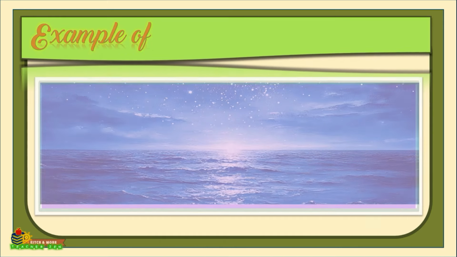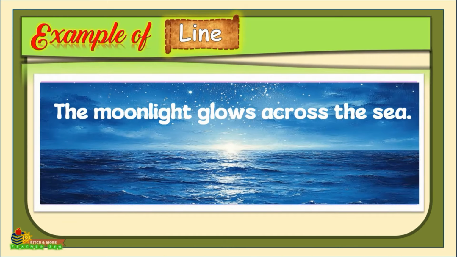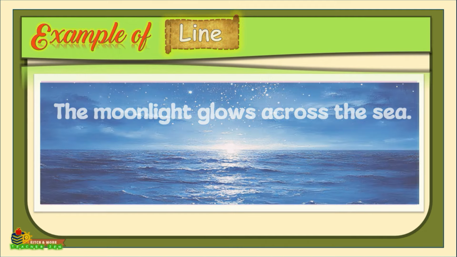Here is an example of a line. The moonlight glows across the sea. Simple, right? But that one line already paints a picture in our minds. It has rhythm, it sets a mood. Some lines are short and snappy, while others stretch out, taking their time. So remember, each line is like a brush stroke in a painting. One by one, they help create the bigger picture of the poem.